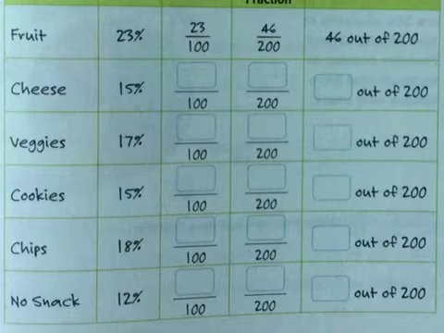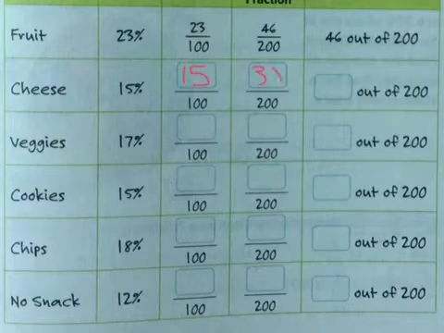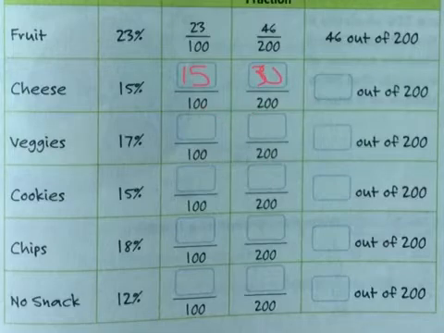Okay, continuing on, we have cheese. 15% chose cheese. 15 out of 100. So we write our 15 right here, 15 out of 100. And now if we want to make it out of 200, we double it. Just because we double the 100, we must double the top. So our answer is 30 out of 200.